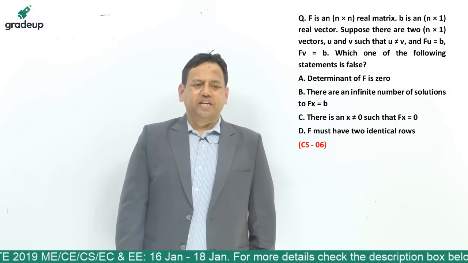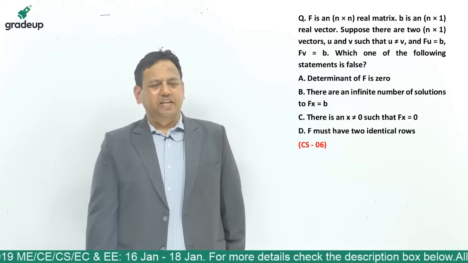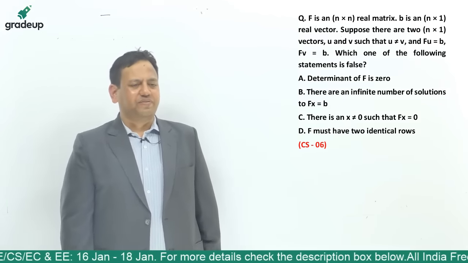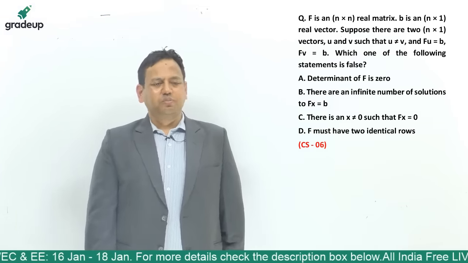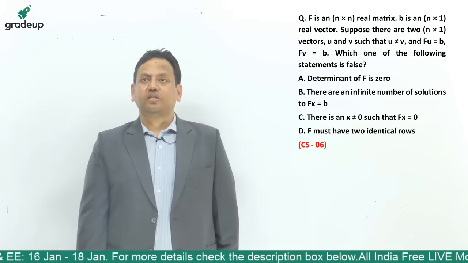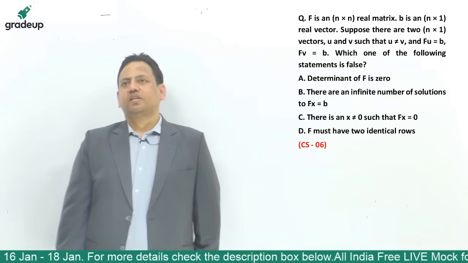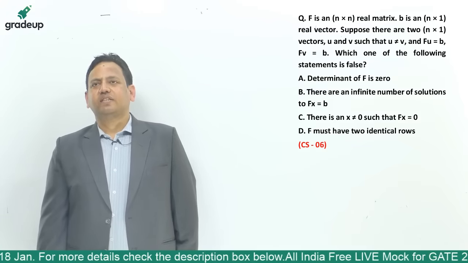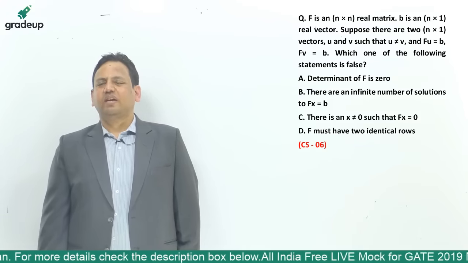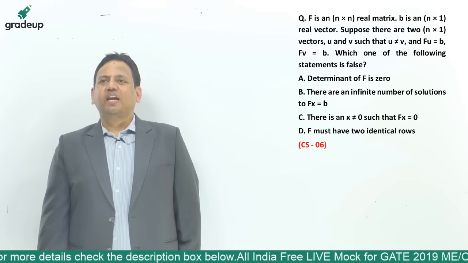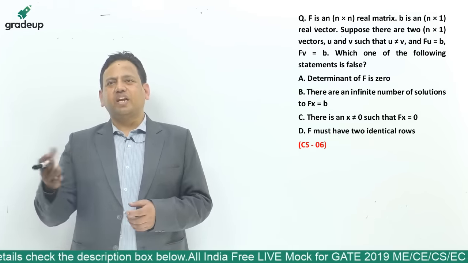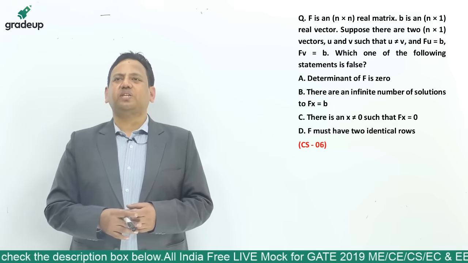F is an n cross n real matrix, B is an n cross 1 real vector. Suppose there are 2 n cross 1 vectors u and v such that u is not equal to v, Fu is equal to b, Fv is equal to b. Which of the following statements is false? Inconsistent and trivial. Inconsistent means the rank of A is not equal to the rank of AB. Now trivial means the solution is 0, 0, 0.